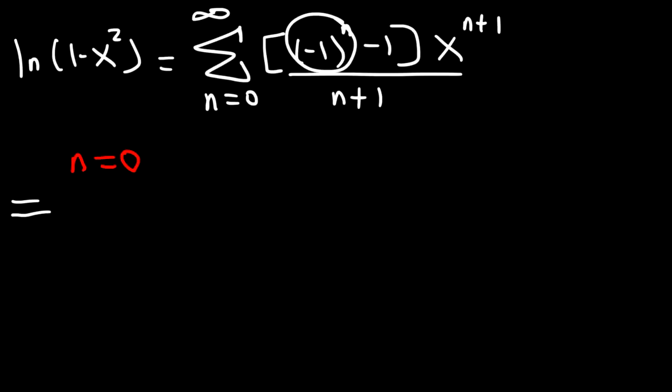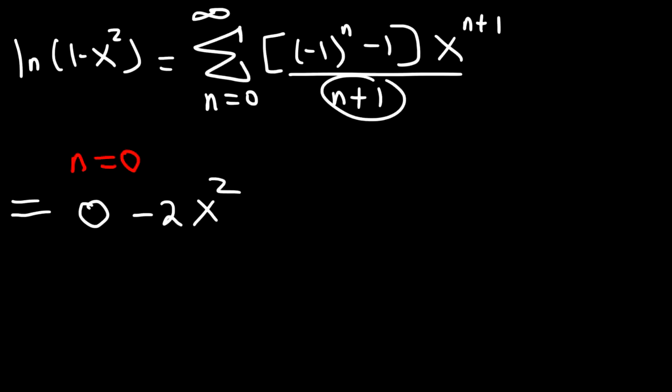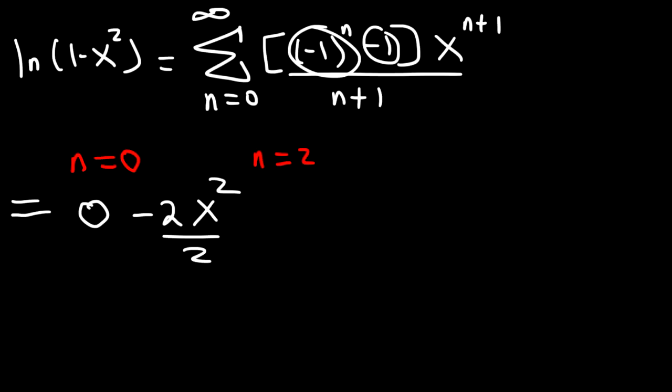Negative 1 to the 0 power is positive 1, and positive 1 minus 1 is 0. Now when n is equal to 1, this is going to be negative 1 minus 1, and so we're going to get negative 2. And then this is going to be 1 plus 1, which is 2, so that's x squared. And then this will be 2 as well. Now when n is equal to 2, this is going to be negative 1 squared, which is positive 1 minus 1, and so that's going to be 0. So anytime n is an even number, we're going to get 0.